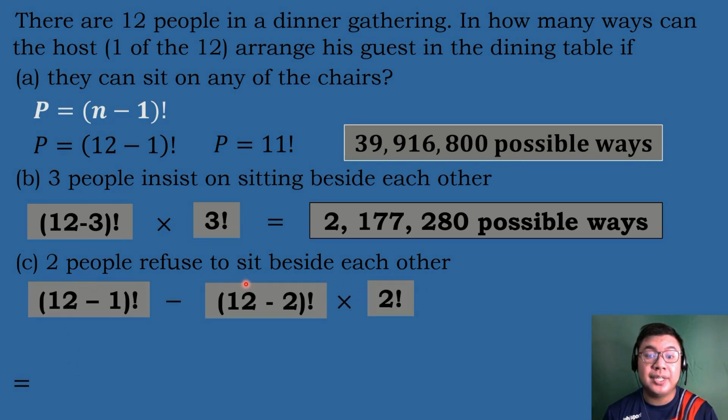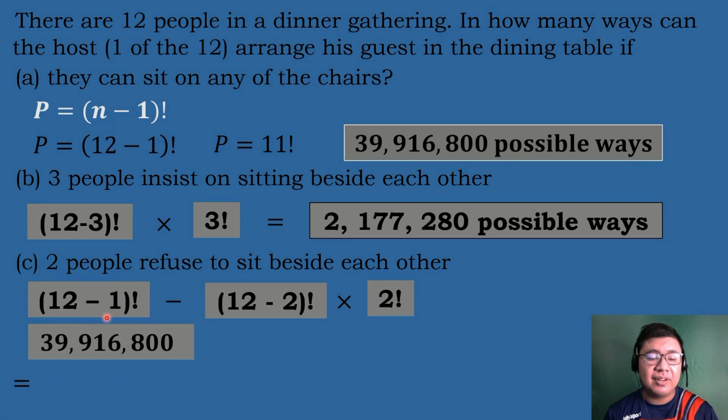Next, how about if 2 people refuse to sit beside each other? If 2 people refuse to sit beside each other, this will be our solution. First, we will get the circular permutation of 12 people in a dinner gathering seated at a dining table. So this one, the quantity 12 minus 1 factorial. Then we will subtract 12 minus 2 factorial. So we will just repeat the process in step B. We have 12 minus 2 factorial, so 2 people refuse to sit beside each other, times, since these 2 people can also be arranged, we will also get their arrangement, and that is 2 factorial. So this one will be our solution. The circular permutation, so we have the quantity 12 minus 1 factorial, and then we will subtract the quantity 12 minus 2 factorial times 2 factorial, and then we will simplify it.